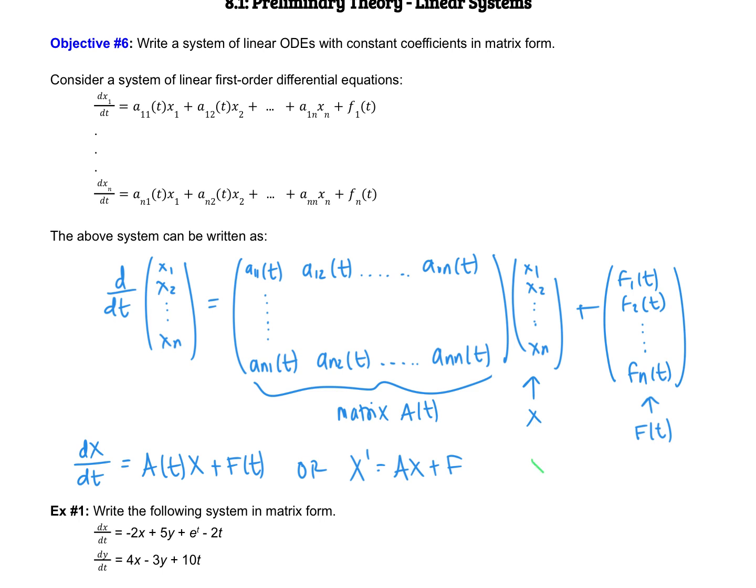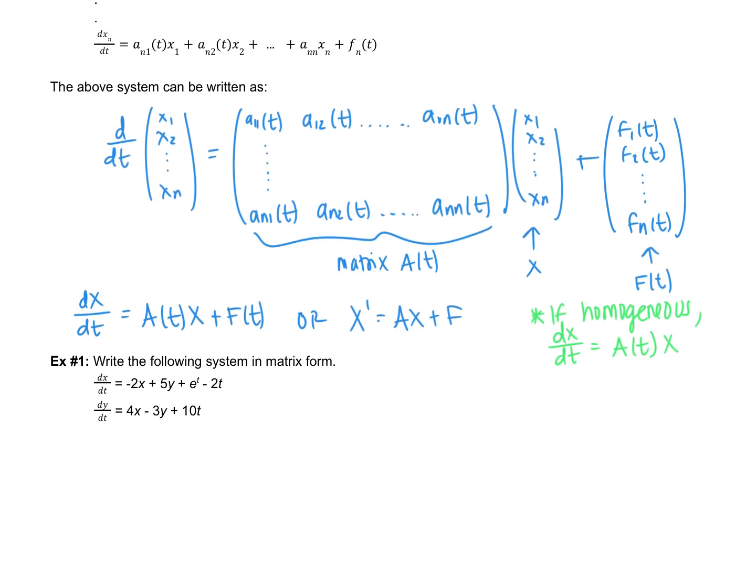We're also going to be looking at cases where we have a homogeneous system, in which case we would get dX/dt is equal to A(t) times X. This video is going to cover the background of these linear systems. So we're going to use matrices to write our linear systems, and then we're going to be looking at the superposition principle and homogeneous versus non-homogeneous systems. So we're not actually going to do any of the solving in this video. This is just all the preliminary background theory, and then in the next video we will actually be solving. So let's take a look at our first example.